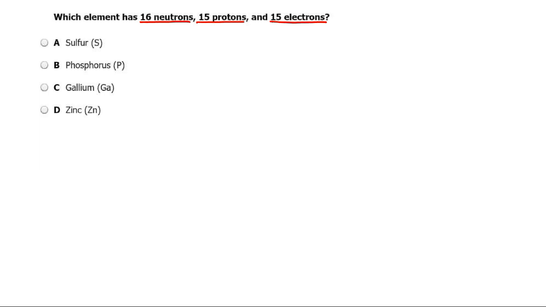They're going to see this 16 and immediately look on the periodic table and look for the 16th element, which is sulfur. But remember that the identification of an element is actually the number of protons, which is the atomic number. So 15 protons identifies which element it is.